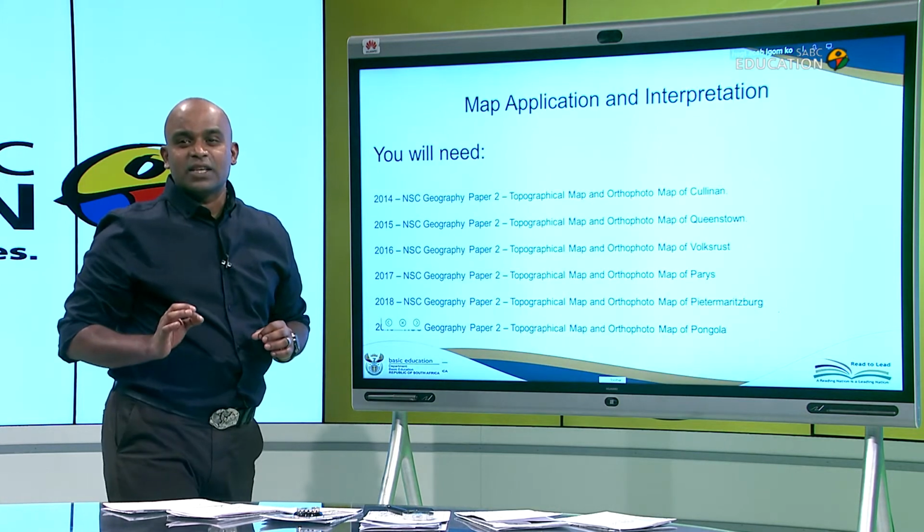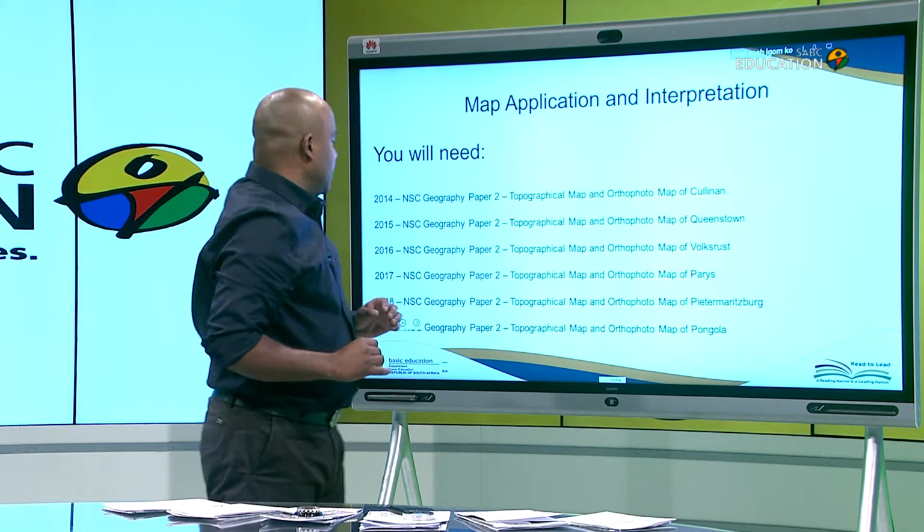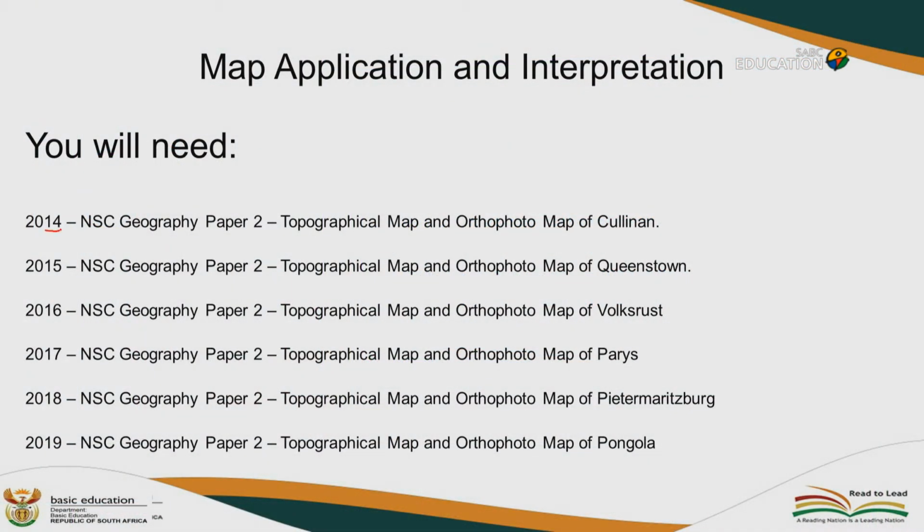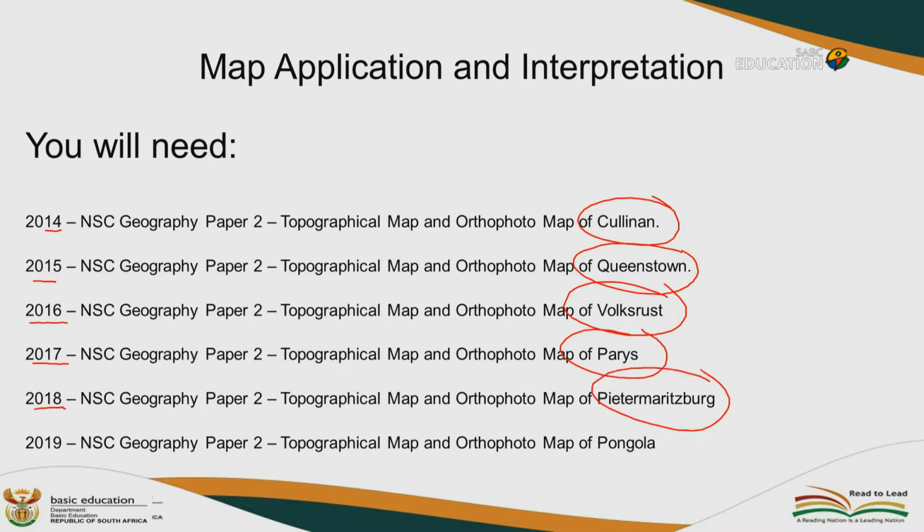So for today's lesson, we'll be focusing on the 2014 November Geography Paper 2, which examined the topographical map of Cullinan, the 2015 November Paper 2, and the Queenstown map, the 2016 Geography Exam Paper 2, which examined the Falkirk map, the 2017 November Paper 2, Paris, the 2018 Pietermaritzburg, and the 2019, which examined Pongola.